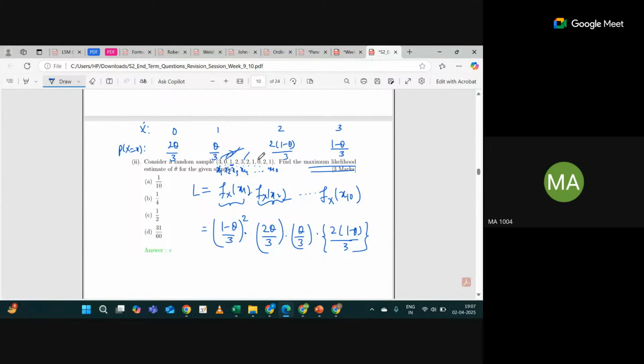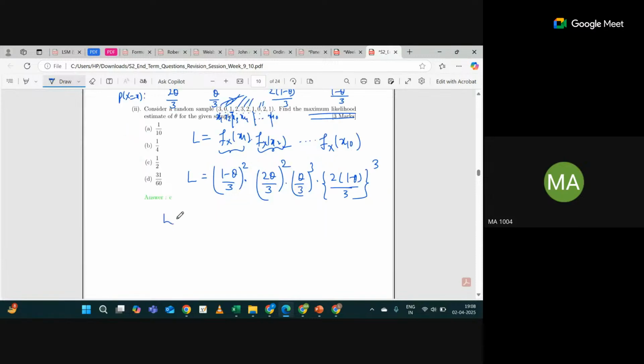Two times, so it will be again squared. How many times is 1 occurring? 1, 2, 3, three times. How many times is this occurring? 2, 1, 2, 3. Is this clear now? Yes or no? Yes, sir.